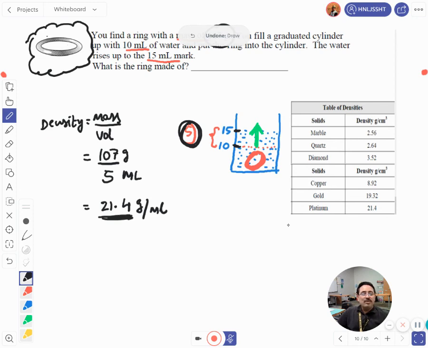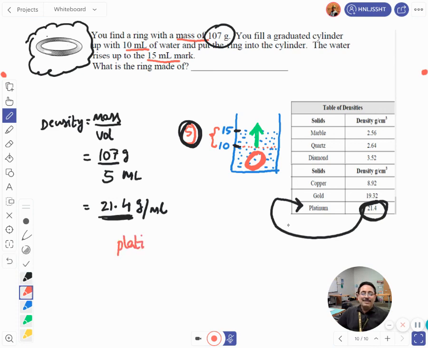Okay, 21.4. I see that 21.4 is here. Therefore, oh my God, this is going to be platinum. Just assume that you are digging in the land, then you found a ring. You don't know what the ring is made of. Is it gold, silver, or platinum? You don't know. So once you find the density, then the list is given. Then you check it, then you understand what kind of material this is.